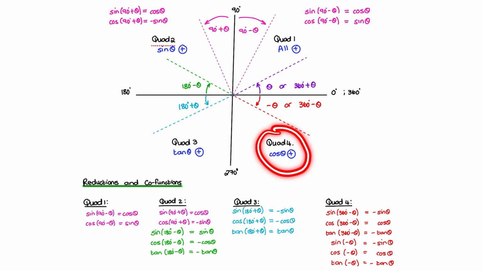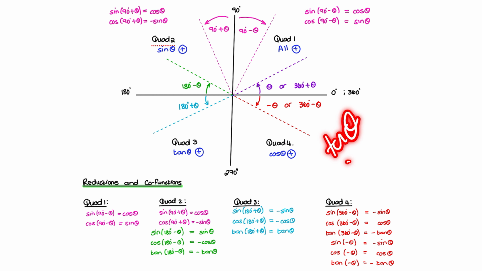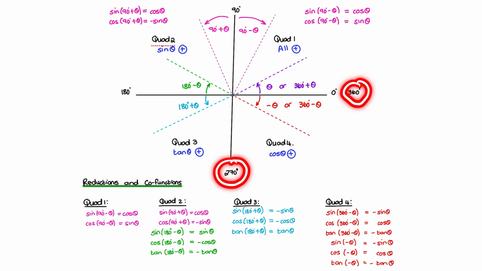In quadrant 4, only cosine will give us a positive answer. So tan and sine in this quadrant would give us negative answers. So in quadrant 4, our angle size would be between 270 and 360 degrees.